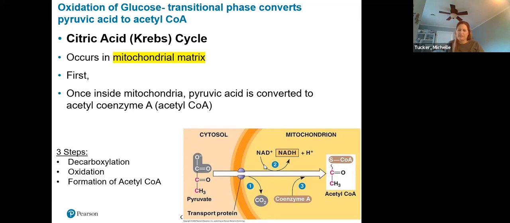It's going to go through a reaction and produce an NADH plus H, and it's going to combine with coenzyme A to form acetyl-CoA. So pyruvate is 3 carbons. It needs to get down to 2 carbons. Once it's down to 2 carbons, it joins with coenzyme A and becomes acetyl-CoA. Acetyl-CoA is going to be a molecule that is used in many, many pathways.